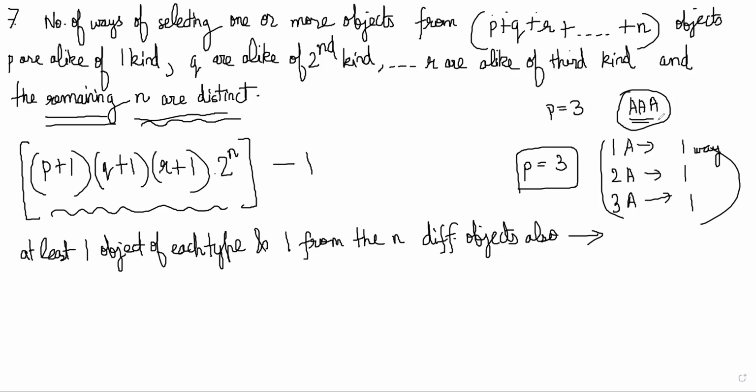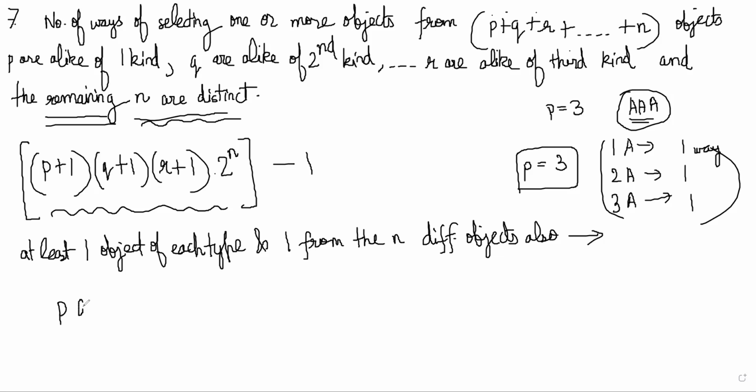Then q ways to do that and r ways. We had discussed this earlier. p plus 1 was the number of ways of selecting 0 or more, and p is the number of ways of selecting 1 or more. And if at least r you have to select, then out of n identical things, you have to do n minus r plus 1.